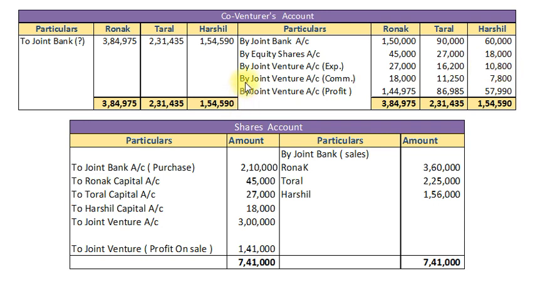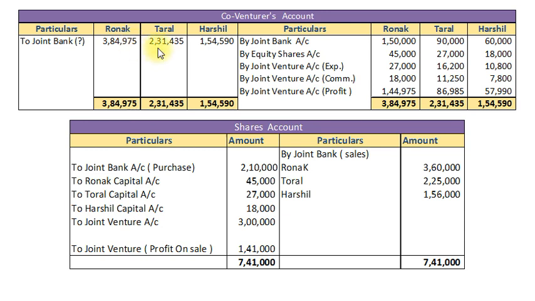Again credit side, by joint venture account, expenses paid by co-venturers Ronak 27,000, Taral 16,200 and Harshil 10,800. Again on credit side, by joint venture account for commission payable Ronak 18,000, Taral 11,250 and Harshil 7,800. And again credit side, by joint venture for share in profit Ronak 1,44,975, Taral 86,985 and Harshil 57,990.